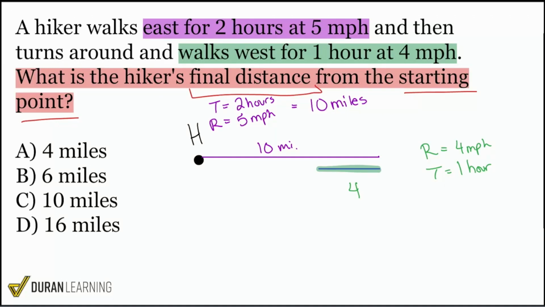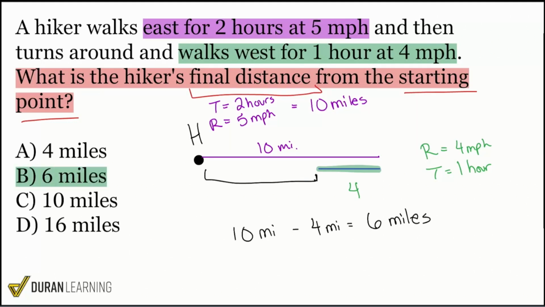We said that we would subtract to get that final point, and that's exactly what we'll do. 10 miles minus 4 miles is going to equal 6 miles. And there we go. That is the final distance that we are from the starting point, making B the correct final answer. There we are, my party people.